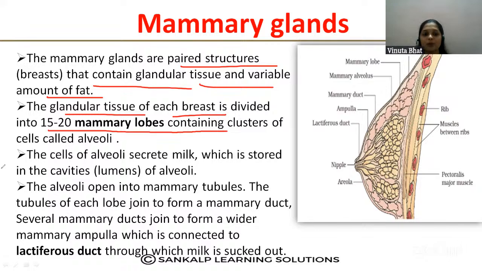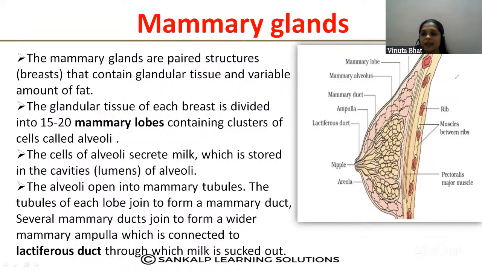In the glandular tissue, each breast is divided into 15 to 20 mammary lobes containing clusters of cells called alveoli. Okay. Before studying all these facts, let us learn how these mammary glands are attached. So here ribs are present, and in between the ribs again muscles are there. Again there is a special muscle called the pectoralis major. These mammary glands are attached to this muscle. Then we have to study what is present in the mammary glands, how the milk is produced.